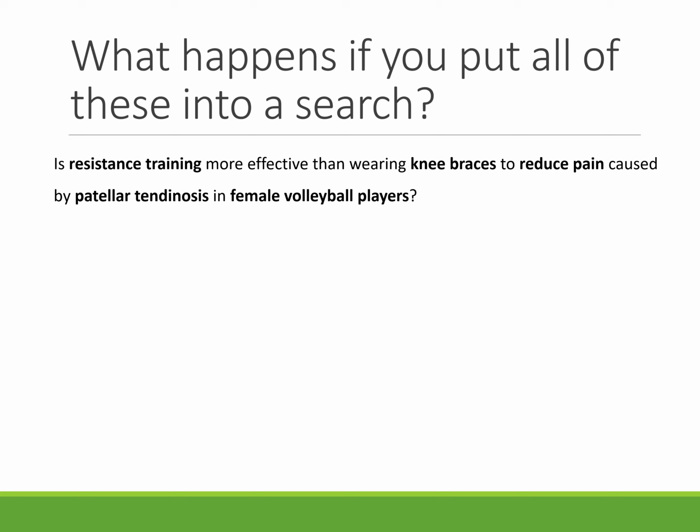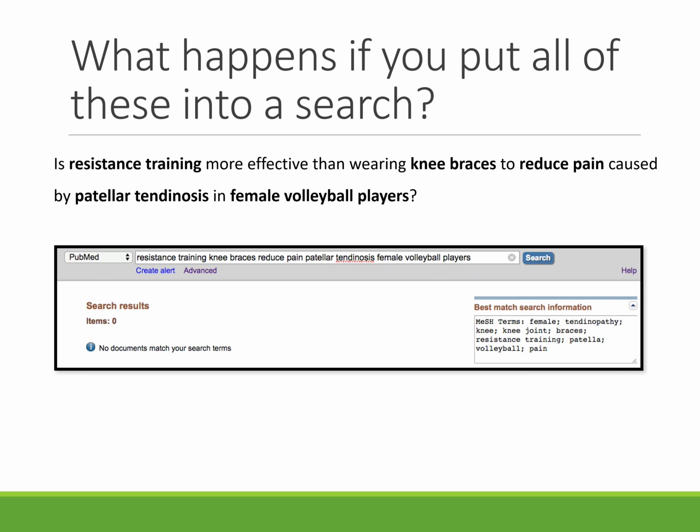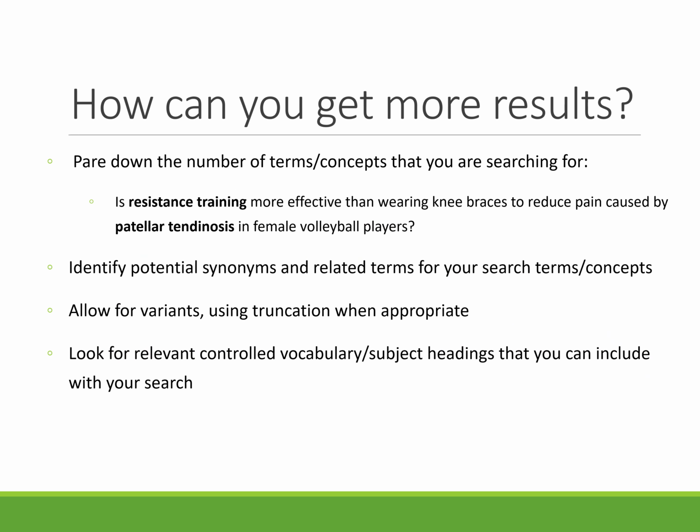So what happens if you put all of these into a search? You'll notice female volleyball players was quite specific in some of our different aspects. But we could go into PubMed and put in resistance training, knee braces, reduce pain, patellar tendinosis, female volleyball players, all these different potential keywords, and then we get 0 results. It's hard to know: is there nothing out there, or what went wrong in the search process? So how can you potentially get more results?